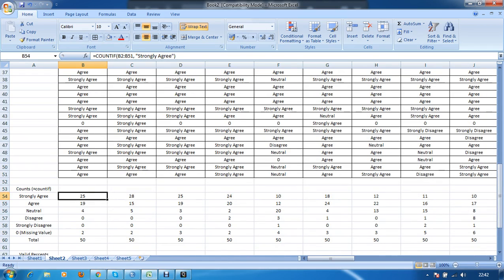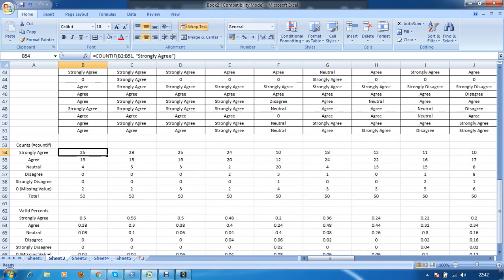A similar procedure has been followed in the other cases as well, in order to determine the respondents who have given responses like agree, neutral, disagree, strongly disagree, and this is the missing value. As I have told you, we have put 0 in the missing value. So the same procedure has been followed there in order to find the missing value or blank as well.